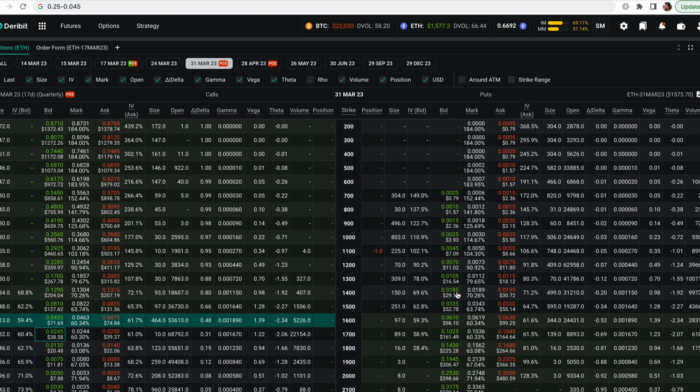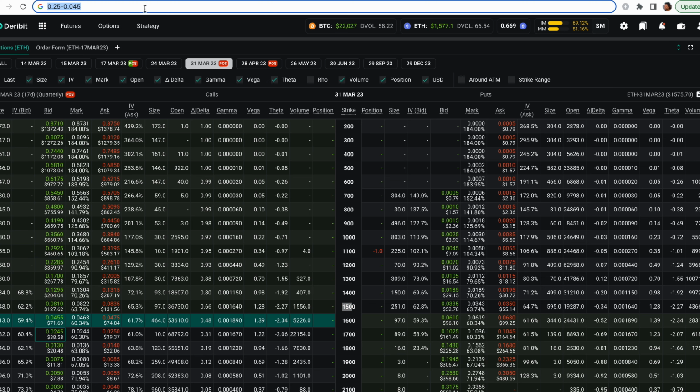We lose these $52. This is the worst case scenario that could happen to us. We lose the premium we paid. But let's say Ethereum falls down to 1,400. In such a case, we would earn the difference between the strike price, which is 1,500, and the spot price, and we assume it's going to be 1,400.